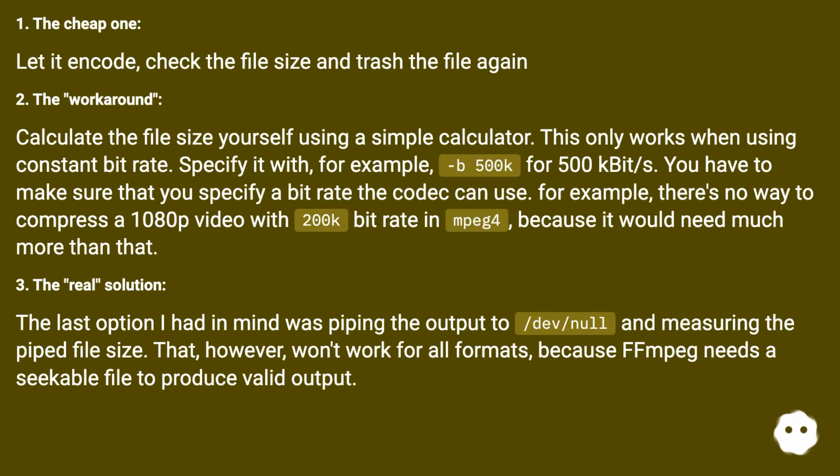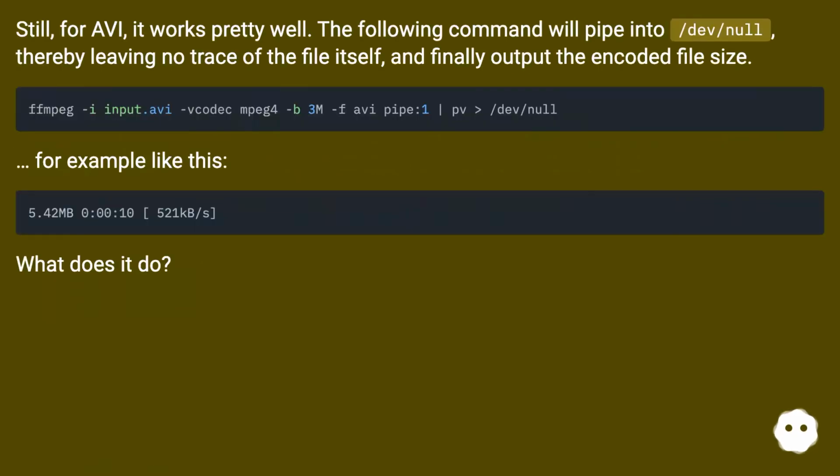3. The real solution. The last option I had in mind was piping the output to /dev/null and measuring the piped file size. That, however, won't work for all formats, because ffmpeg needs a seekable file to produce valid output. Still, for AVI, it works pretty well. The following command will pipe into /dev/null, thereby leaving no trace of the file itself, and finally output the encoded file size.